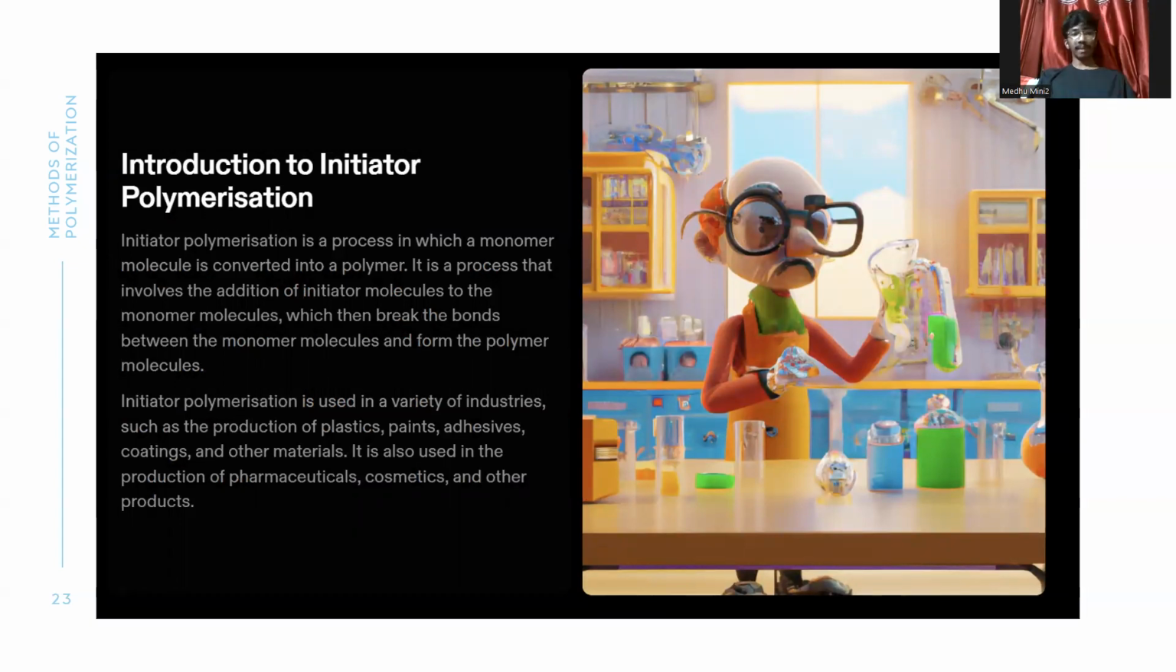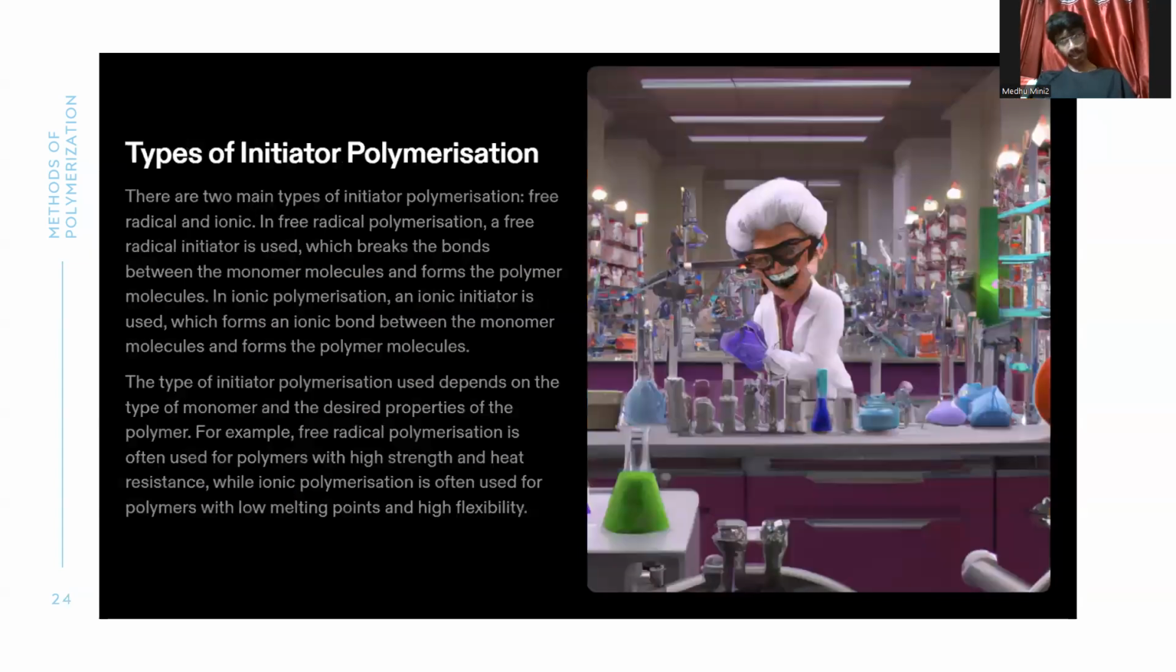Introduction to initiator polymerization. Initiator polymerization is a process in which monomer molecules are converted into a polymer. It is a process that involves the addition of initiator molecules to the monomer molecules, which then break the bonds between the monomer molecules and form the polymer molecules. Initiator polymerization is used in a variety of industries such as the production of plastics, paints, adhesives, coatings, and other materials. It is also used in the production of pharmaceuticals, cosmetics, and other products.